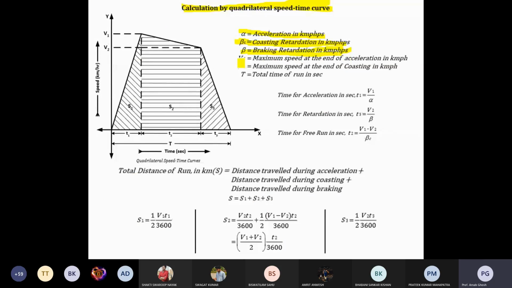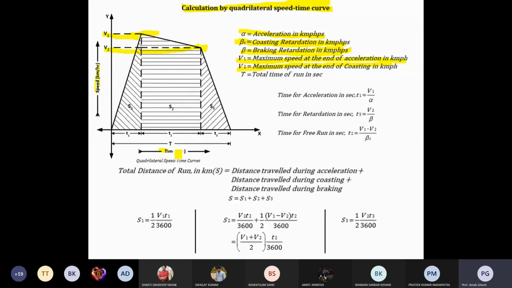And v1 is the maximum speed at the end of the accelerations in kilometer per hour. Beta v2 is the maximum speed at the end of coasting. So it is your v1. So what is v1? This point is v1 and this is your v2. So here you can see it is your v2. Okay, so it is your speed in kilometer per hour and it is time in second.